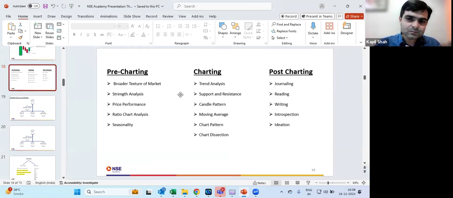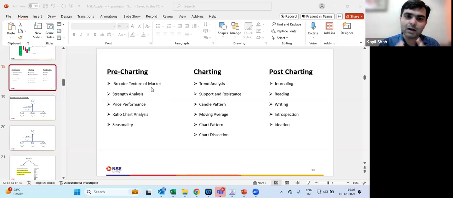So what are the things we need to do in the pre-charting, before we open the chart, before we put lines on the stocks? What are the things that we need to look at? The very first thing that comes up is the broader texture of the market. We need to understand how the market has been designed, how the market has been formed. How the market has been designed is just like our mark sheet.